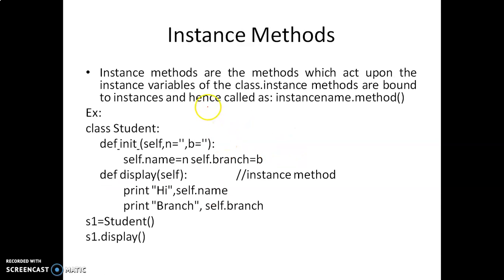Okay, first, instance methods. Instance methods are used to access the instance variables of the class. We can access these instance methods with the help of the instance name dot the method. So we can access any instance method with the instance name dot method. Instance name is nothing but the object which is created for the class.